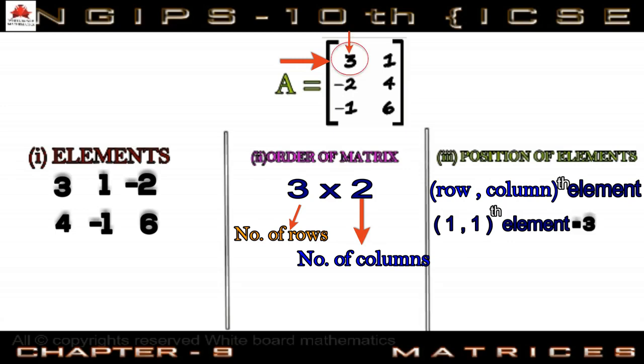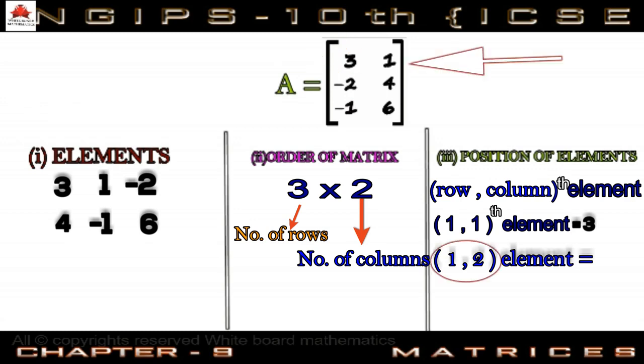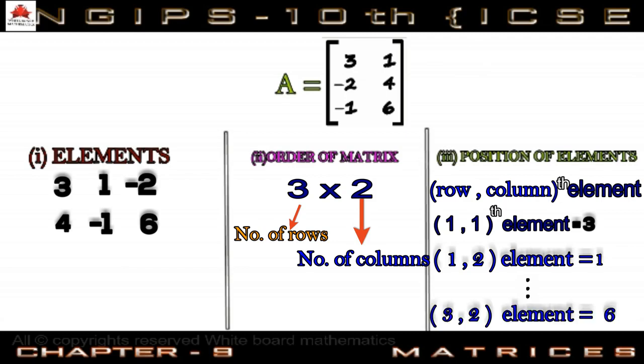So what is the 1 comma 2 element of the matrix? First row and second column. It will be 1. This goes on, and the last element could be the 3 comma 2 element, third row and second column. It will be 6. The row number comes first, then the column next. And the same applies to the order of the matrix: number of rows by number of columns. Writing the order as 2 by 3 would be incorrect. The number of rows will always come before the number of columns.